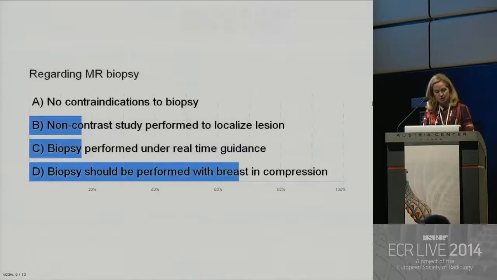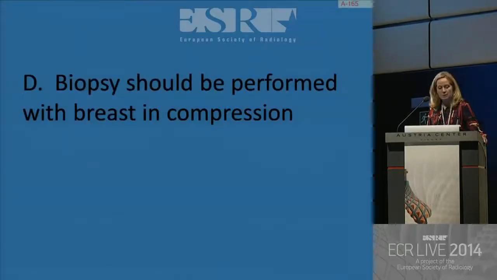And yes, that's right. The biopsy is performed with the breast in compression, unlike the diagnostic breast MR. And the reason we need compression is that we need to keep the breast stable, prevent patient motion, and also the breast has to be compressed to allow the needle to traverse through the breast.